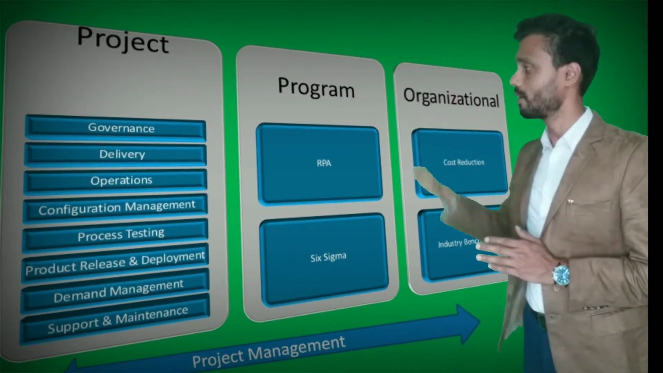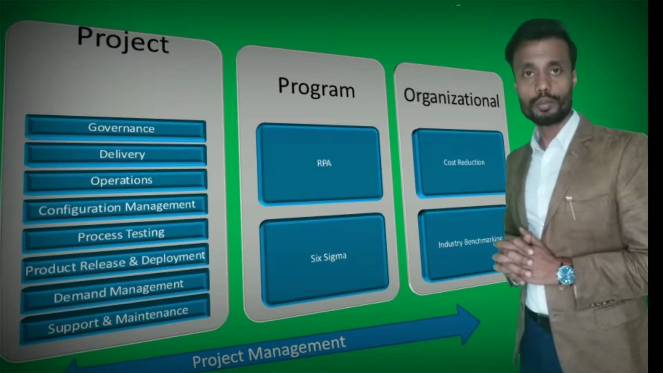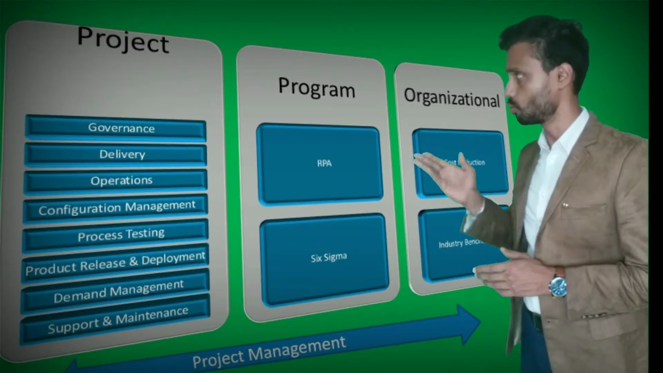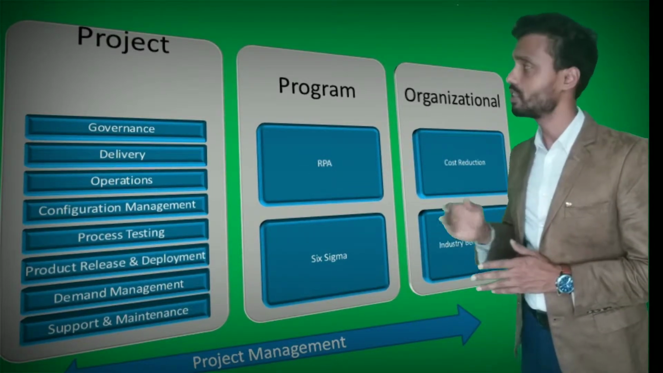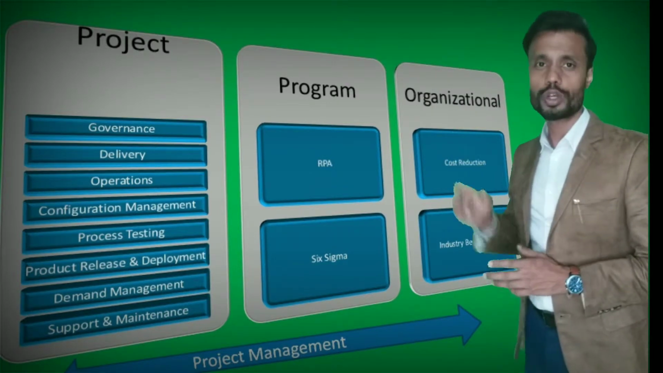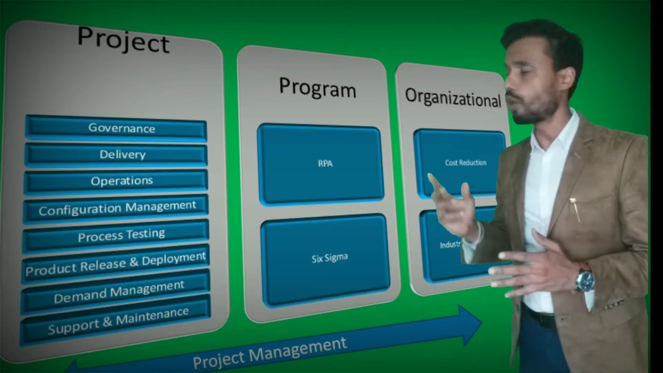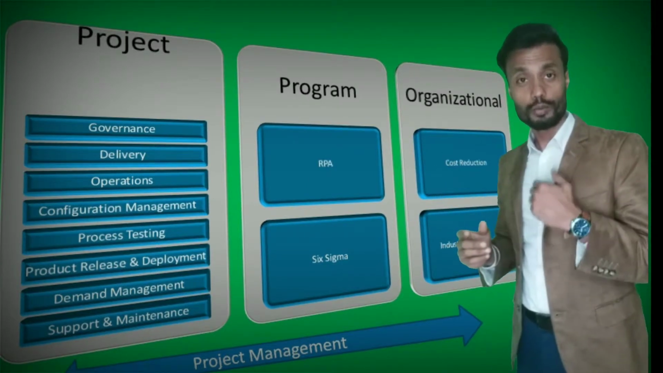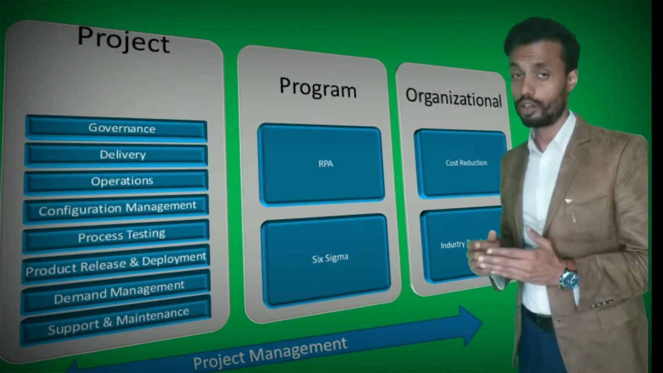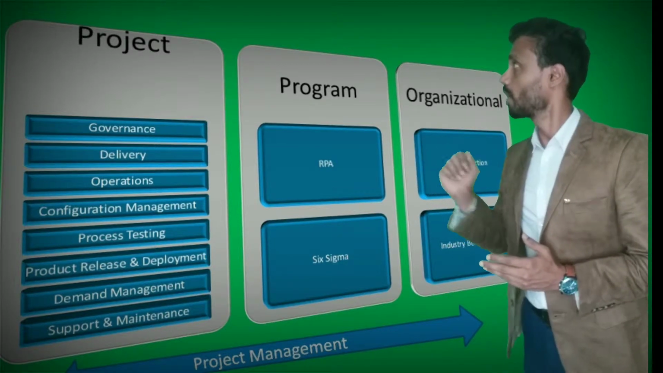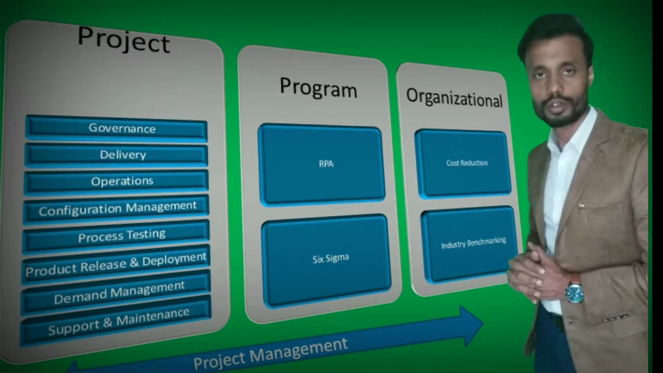If you look at all the parameters in the project level governance, we are going to discuss these in detail, but let's understand them. The first one is governance. We'll talk about what the governance model should be, and what tools and key deliverables are in your governance model. Then the second one, the delivery part of it.